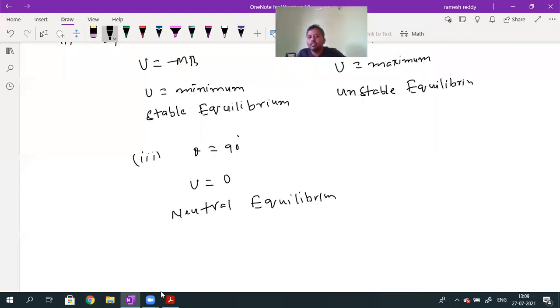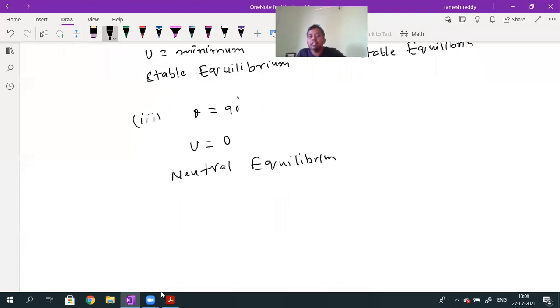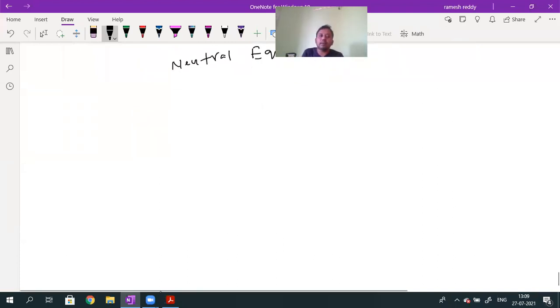Stable equilibrium means potential energy should be minimum. Unstable means potential energy will be maximum. Neutral equilibrium means potential energy will be equal to 0. After this, what are the applications? These points are needed for the objective.